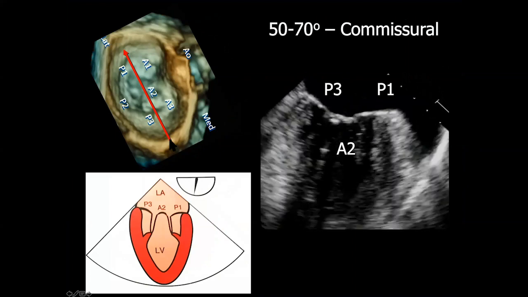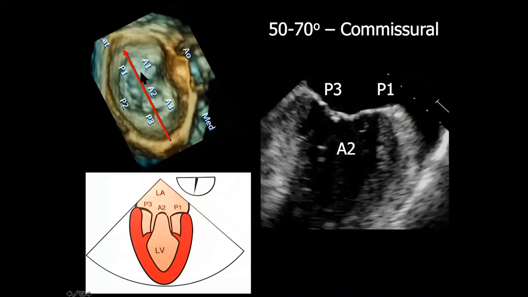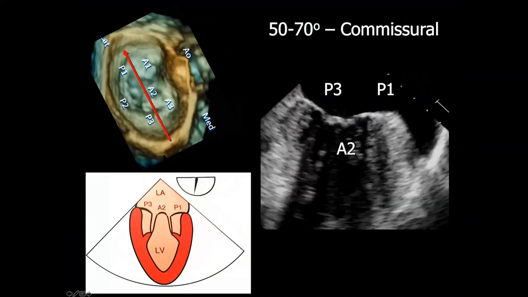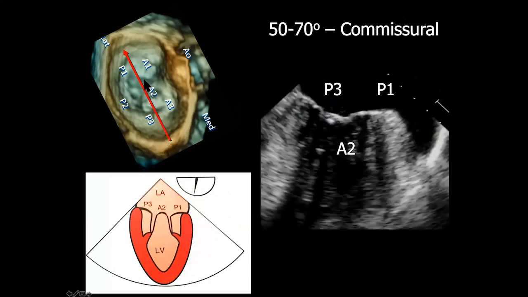Also, notice how this view actually cuts across the coaptation line of the mitral valve. So you can understand how you're crossing P3, A2, and P1.